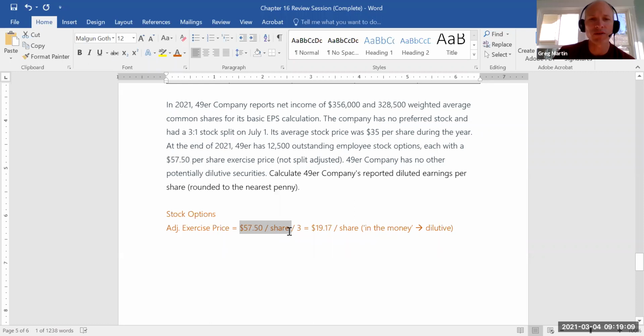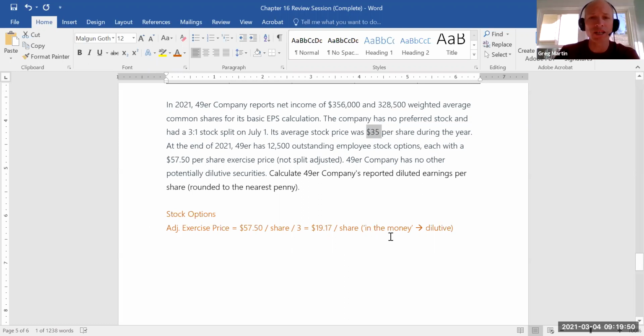So I take the $57.50 per share and divide it by the split. In this case, there was a 3-to-1 stock split. That gives me an adjusted exercise price of $19.17. You compare that to the average price of $35 per share. Since the exercise price is less than the market price, this is an in-the-money stock option. An in-the-money stock option is by definition dilutive. And since it's dilutive, we need to include the stock options in the calculation of our diluted earnings per share. So in other words, we have to deal with this.